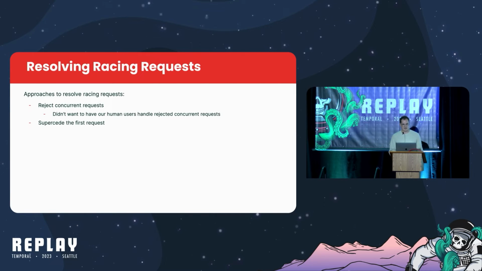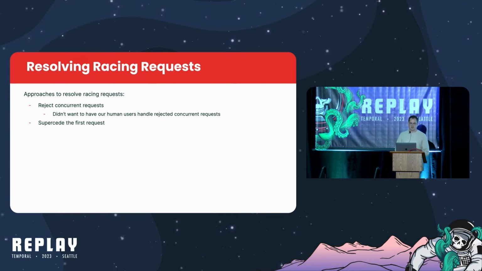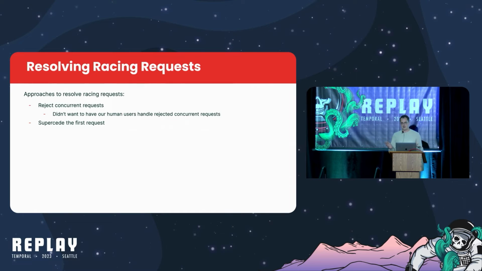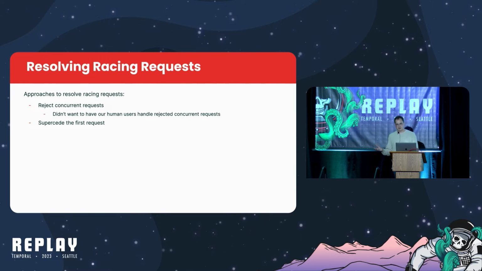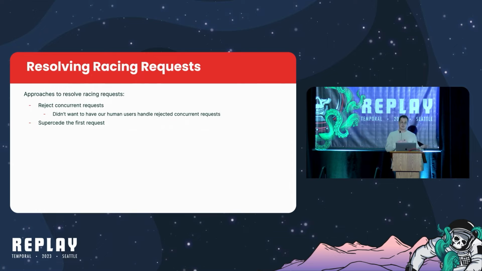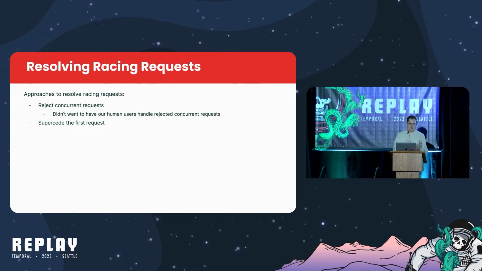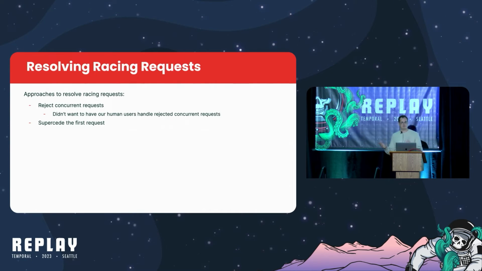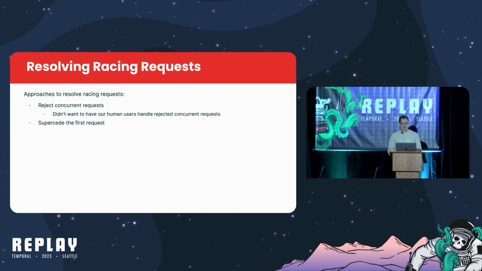Another good option, if you're able to swing it with your use case, is just to supersede the first request. If you know that the second publish needs to take precedence, just cancel the first publish. It's an ongoing workflow. You can cancel it, and from there, you can just proceed with the second workflow.